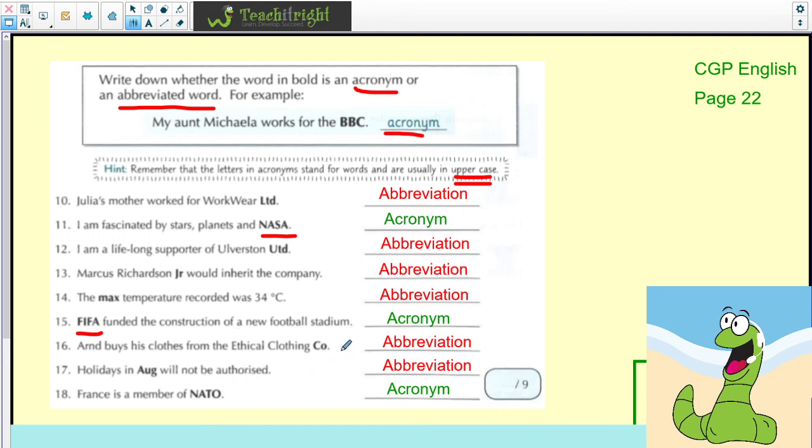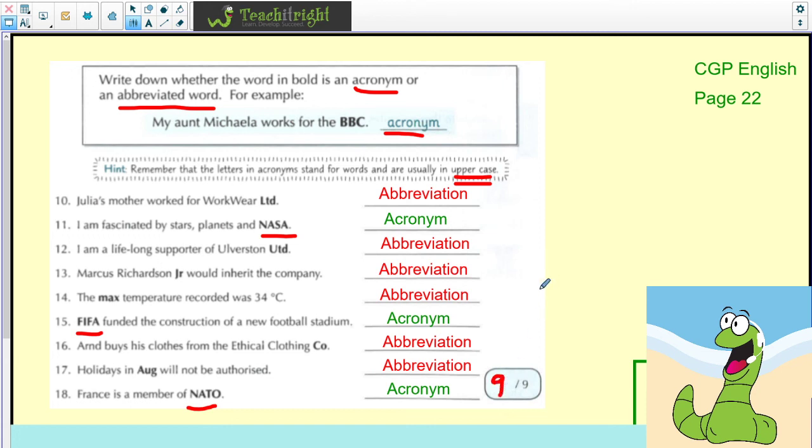And then we've got co, and co stands for company. That's an abbreviation for company. And then Aug, we often see that, don't we, with our months of the year. So that would stand for August. And then the last one is NATO, and it's an acronym. So you've got 3 acronyms, and that stands for North Atlantic Treaty Organization. Hopefully, guys, you managed to get 9 out of 9 there on those.